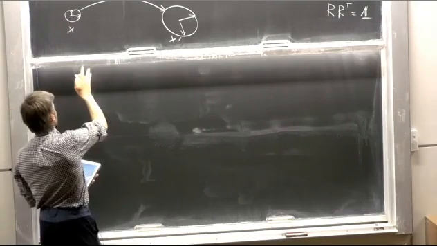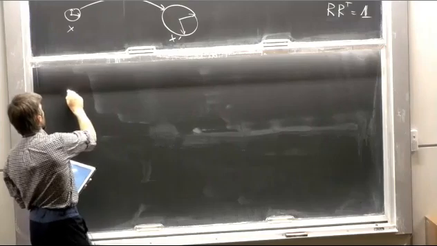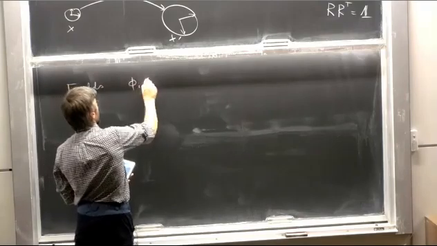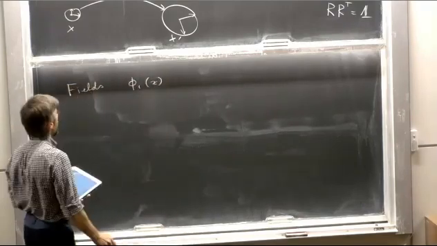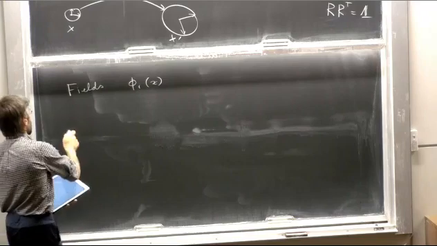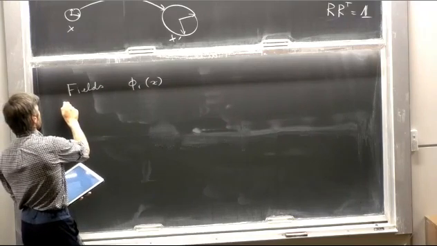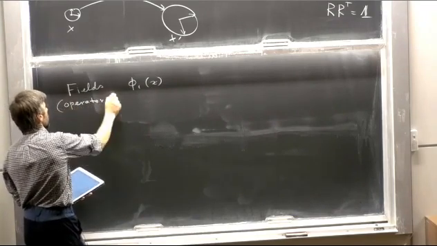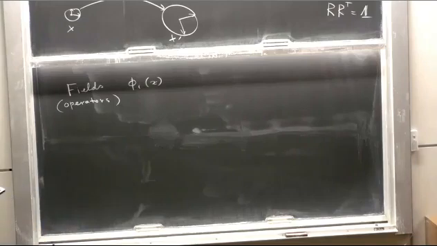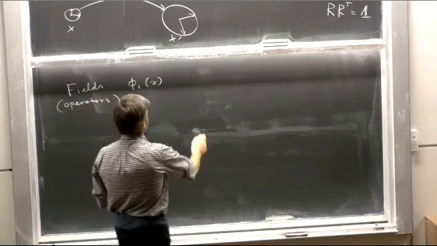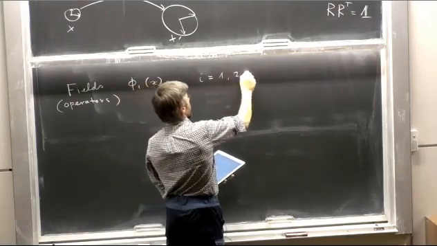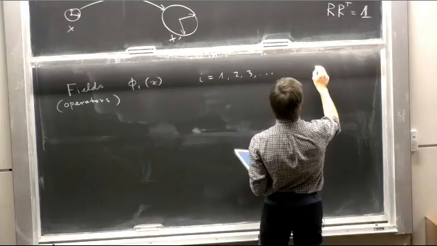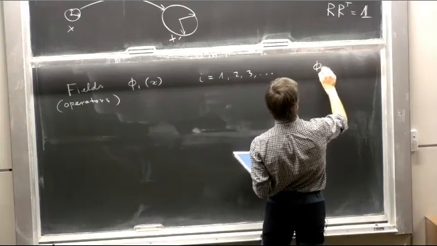So then the next step is that in any CFT you will have a bunch of fields, phi_i of x. We will call interchangeably these fields or operators. These are just synonyms, local operators. So i is just an index which numbers all these fields, 1, 2, 3, and by convention, the first of these fields is the identity.